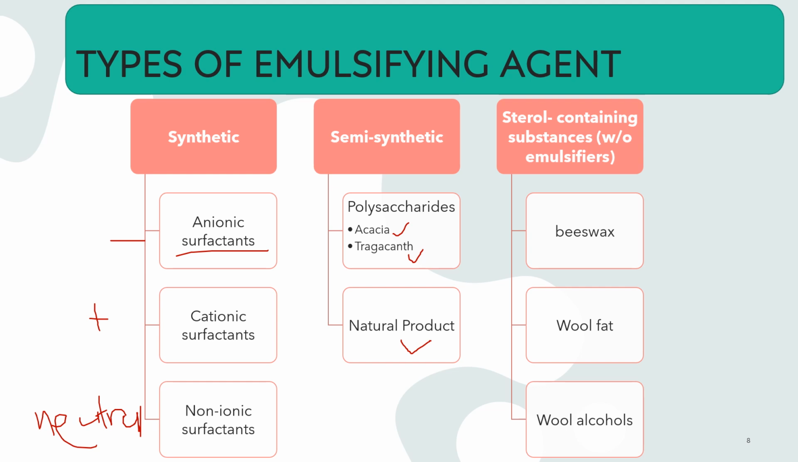The third one is sterol-containing substances, which are emulsifying agents used to prepare water-in-oil cream. The first one is beeswax. It contains esters that can function as emulsifiers in water-in-oil emulsions. Second is wool fat, also known as lanolin. It's a natural substance from sheep wool that has emulsifying properties. The third one is wool alcohol, which is often used as a co-emulsifier or stabilizer in the emulsion.